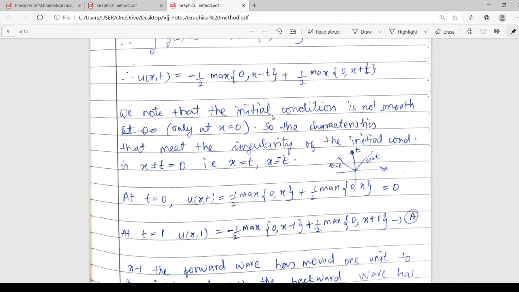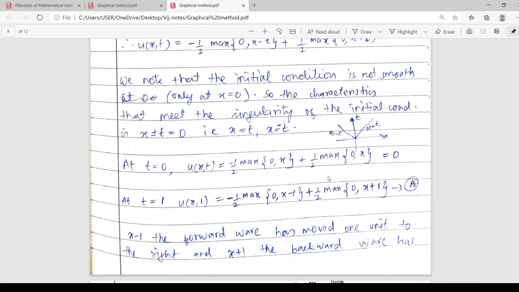Also, the characteristics meet the singularity of the initial condition. So what are the characteristics? Characteristics are x plus or minus t. So the points where x plus or minus t equal to 0. It means that x equal to t, x equal to minus t. These are the characteristics.